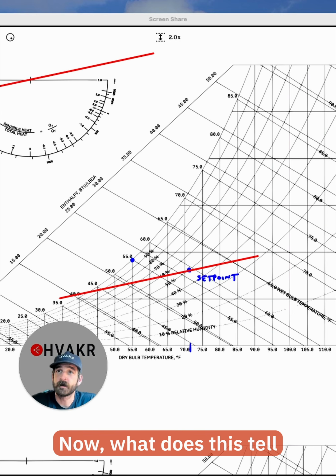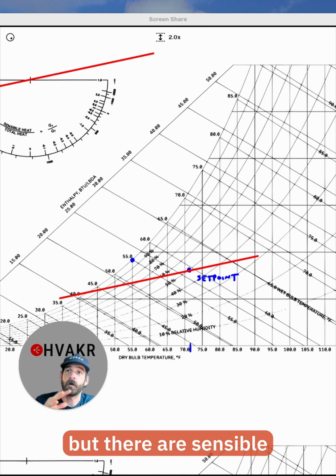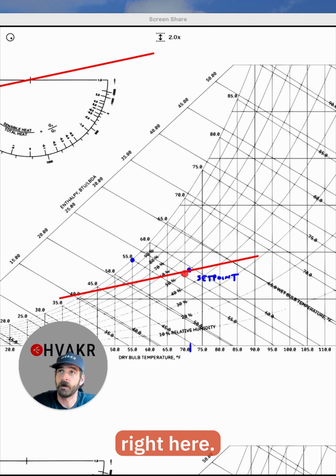Now, what does this tell me? This tells me that the sensible heat gain and the latent heat gain in my space follows this slope. I introduce air into the space, but there are sensible gains and latent gains, and they are at this ratio right here. They're at this slope.